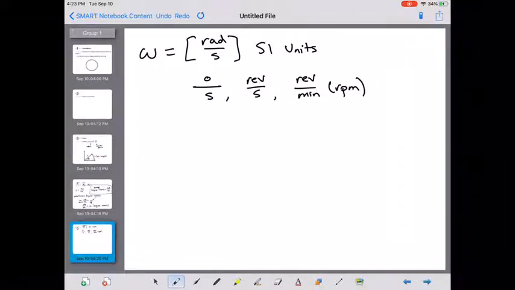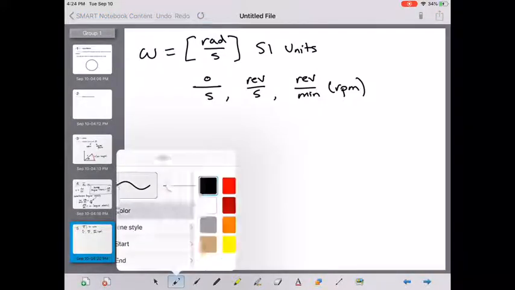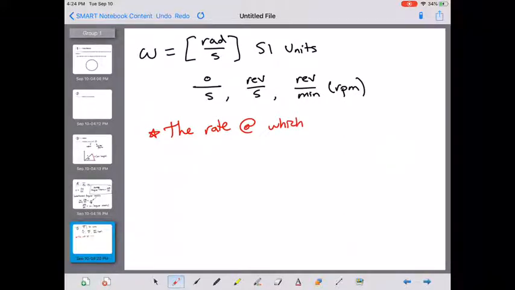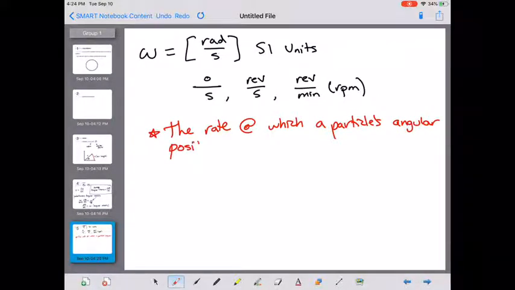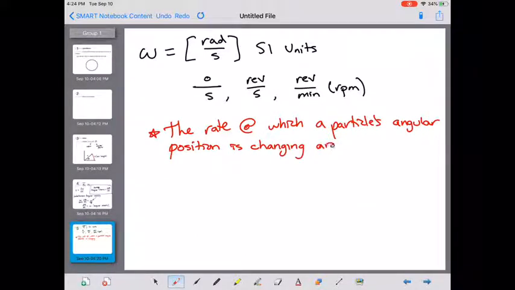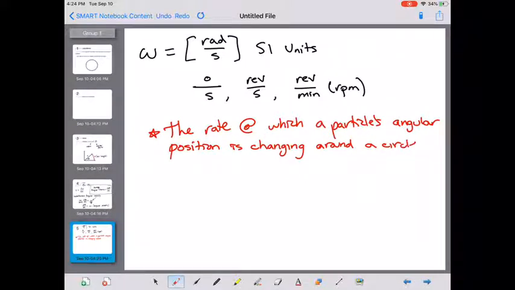Okay? This, in words, means to us that the instantaneous angular velocity is the rate at which a particle's angular position is changing as it moves around a circle. So the rate at which angular position is changing around a circle. All right. Now, in uniform circular motion, we're looking at a constant angular velocity.